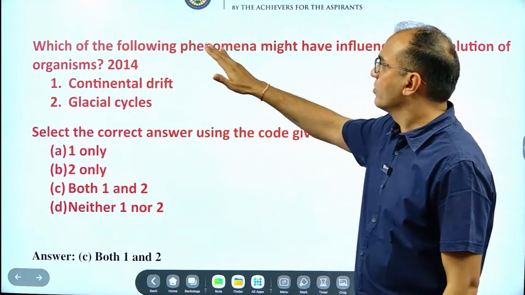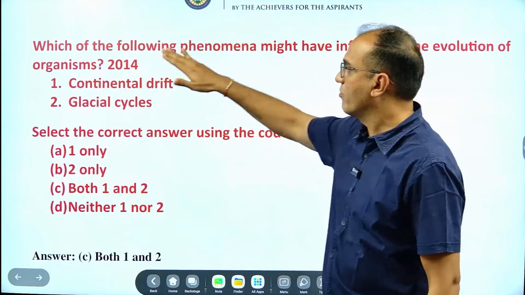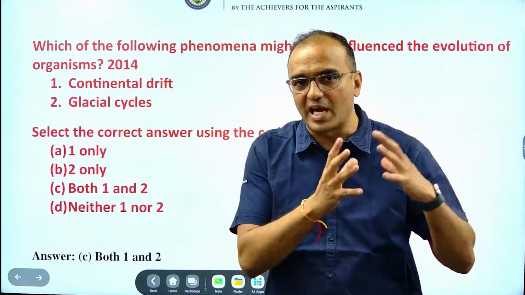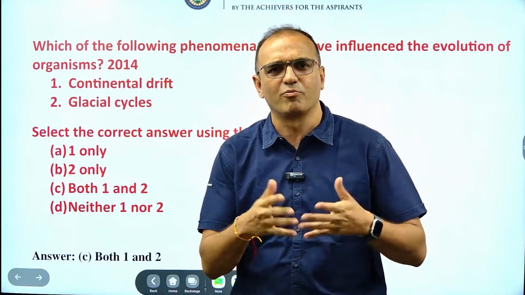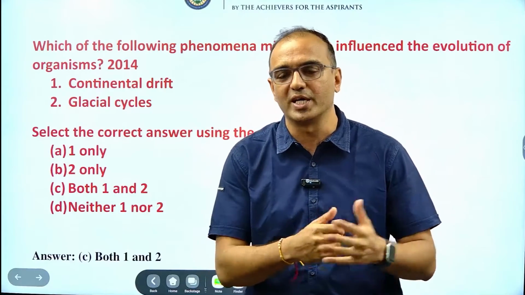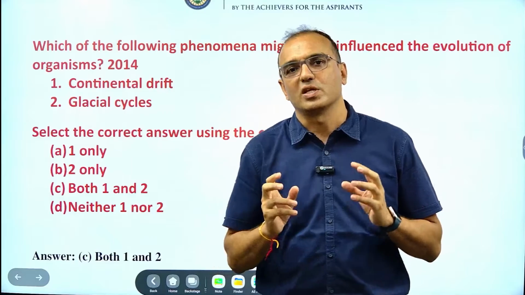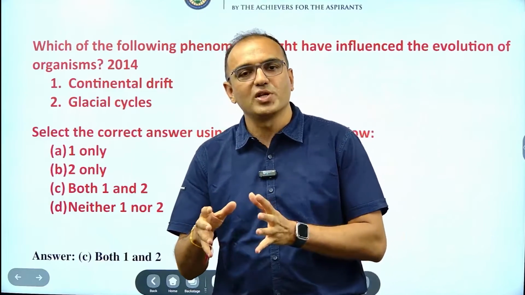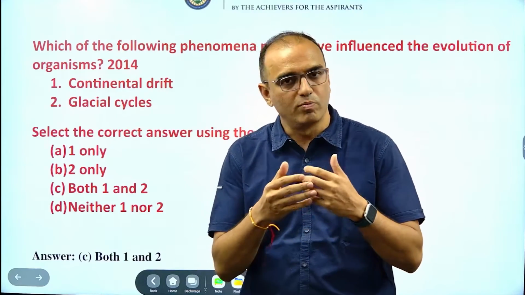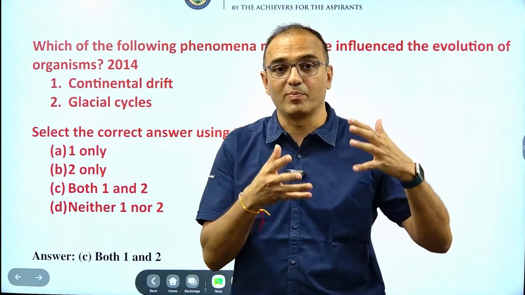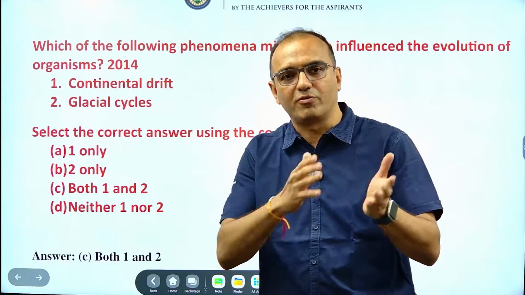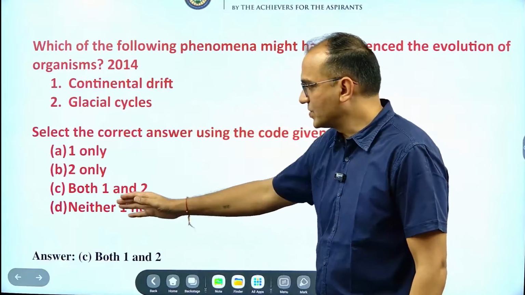So, which of the following phenomena might have influenced the evolution of organisms? It is continental drift and the glacial cycles. If you read Darwin's books, or books like Sapiens written by Yuval Harari, or Guns, Germs and Steel written by Jared Diamond, they give this explanation that because of glacial cycles, the species were forced to move, new routes were opened, some earlier routes were closed, and this geographical isolation then resulted in different speciation, right? So the answer is C, both 1 and 2.